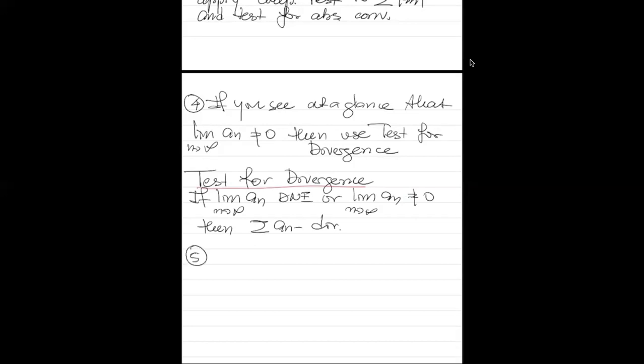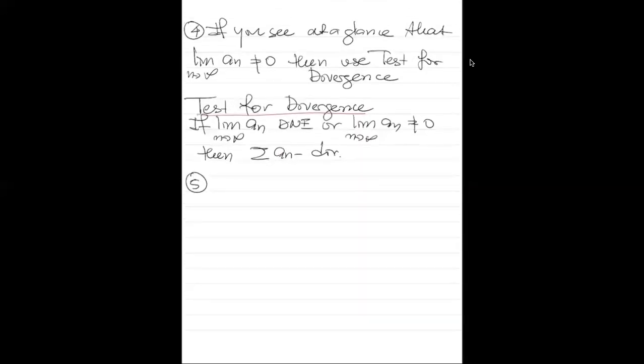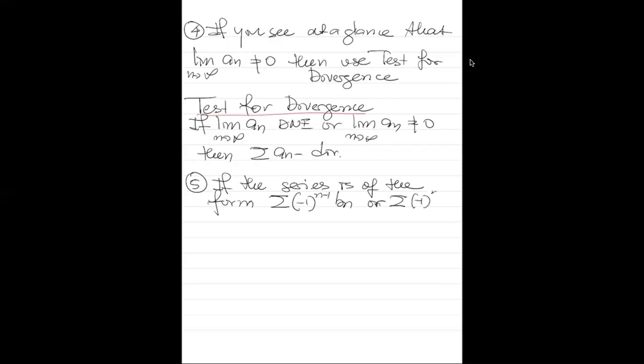Number 5, we're listing strategies here. If the series is of the form either sigma (-1)^(n-1) b sub n or sigma (-1)^n b sub n, from 1 to infinity, in other words, we have an alternating series, then the alternating series test is obvious.